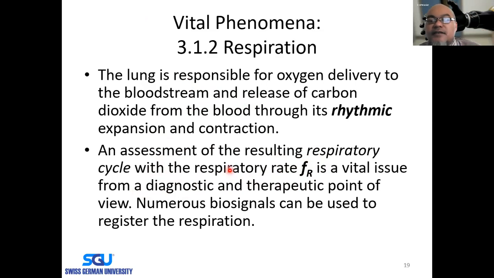And numerous biosignals can register this FR. So similar to FC, the heartbeat, which we can register using ECG, PCG, OPG, BCG, MCG, etc., FR can also be registered using different types of biosignal.